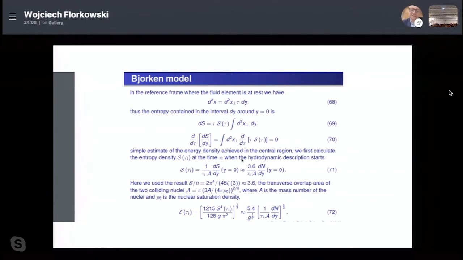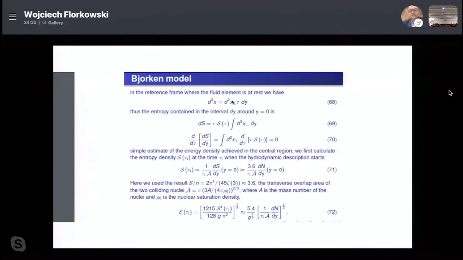And very commonly, by all the experiments. This is one of the simple estimates of what an initial energy of plasma could be. So the idea is again related to the conservation of the entropy. Introduce the volume of the fluid element. So this is just d3x.